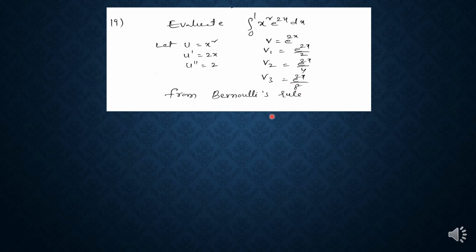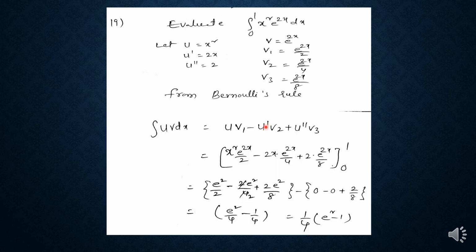Now, by using the Bernoulli's rule, we have integral uv dx is equal to u v1 minus u dash v2 plus u double dash v3. So we find the successive derivatives until the second derivative. If it comes to the third derivative, it becomes 0. That's why we took only up to second derivative. So by using the formula u into v1 minus u dash v2 plus u double dash v3.